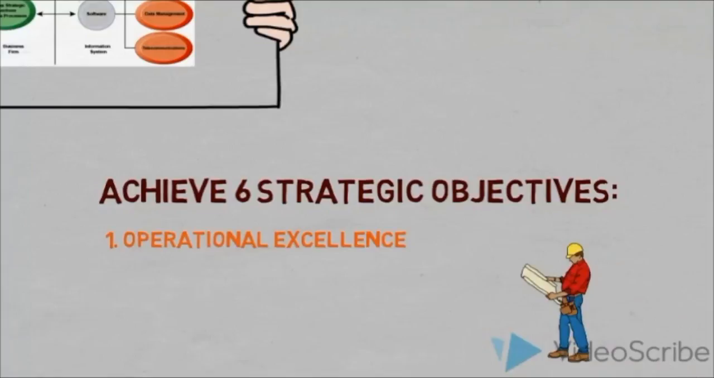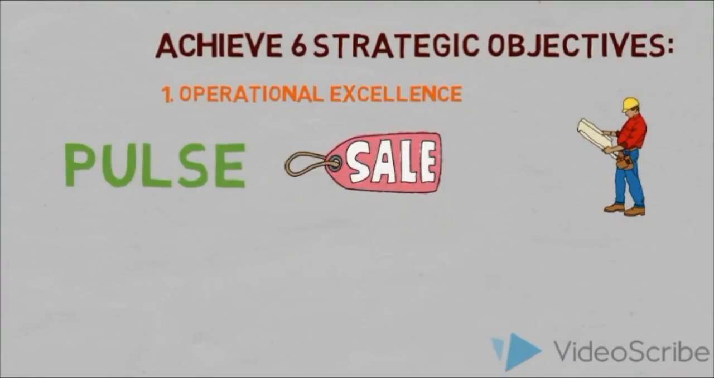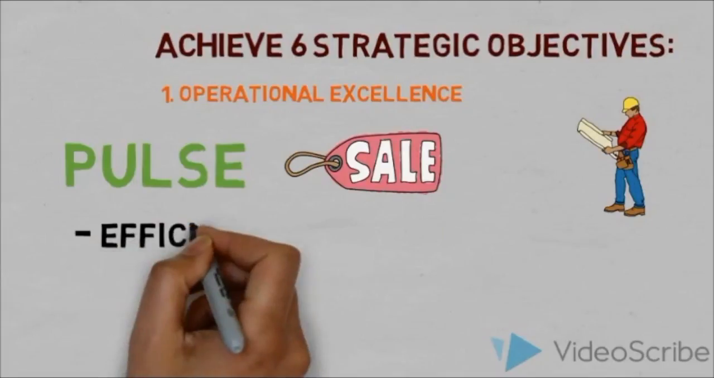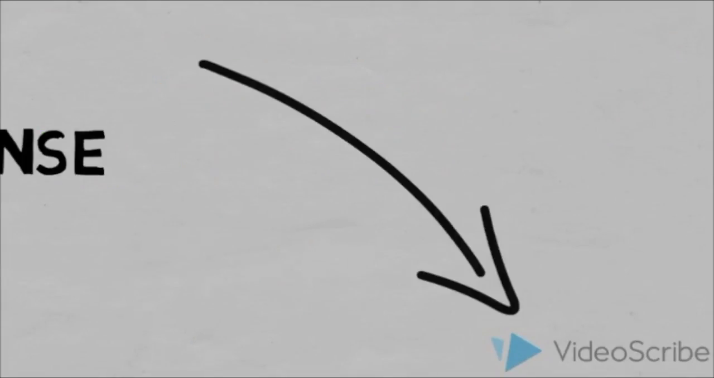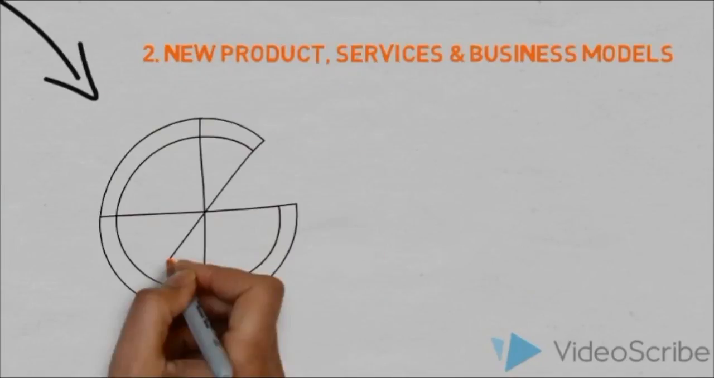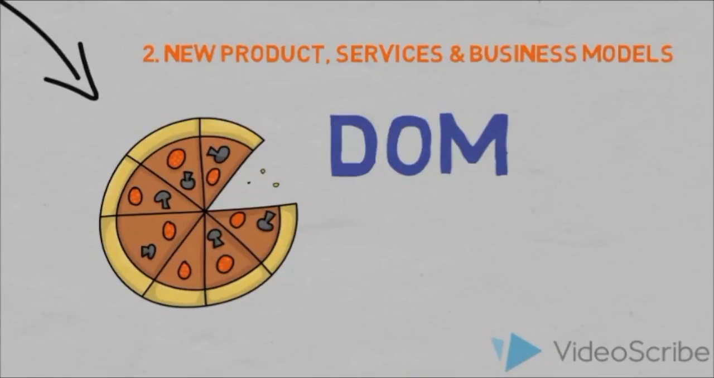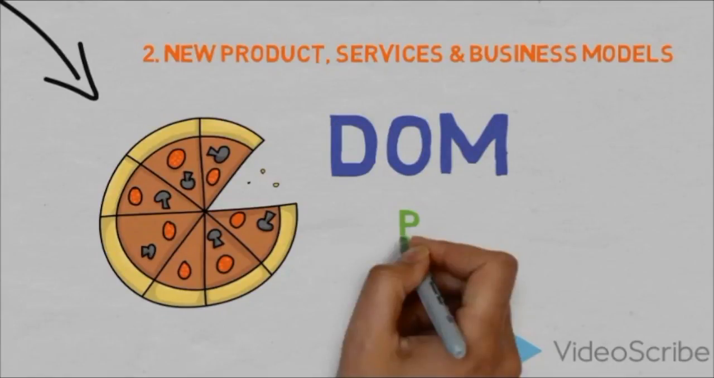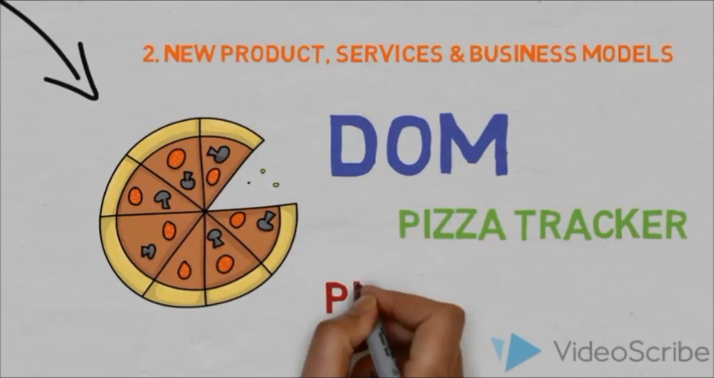The first of them, operational excellence, is achieved by the Pulse point of sales system, which ensures efficiency and immediate access to data, while also reducing administrative costs. Information systems also help to develop new products, services, and business models, such as DOM, the interactive voice ordering system, or the online pizza tracker. What distinguishes them from the competition is the adoption of the pizza theater store design.